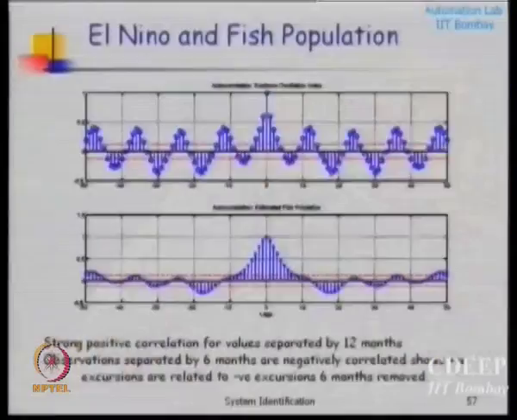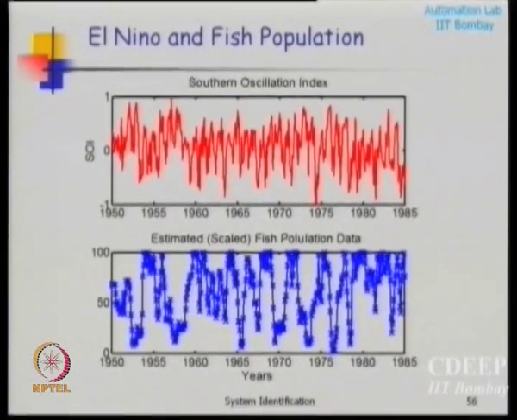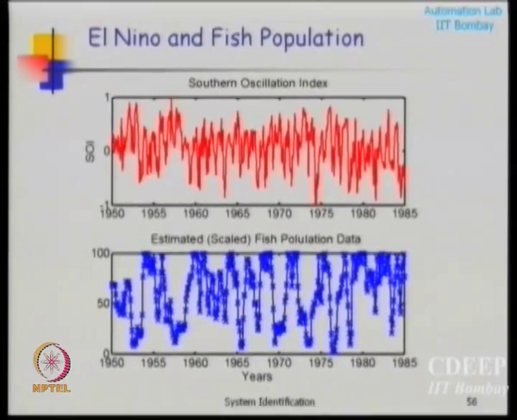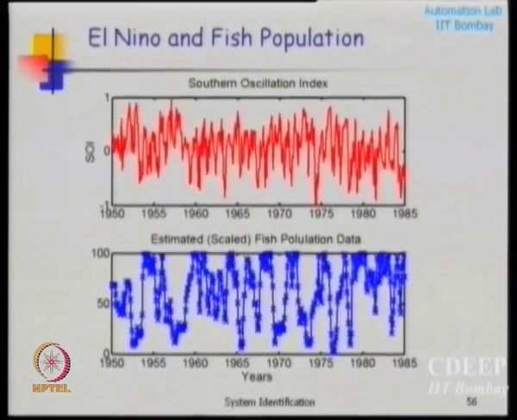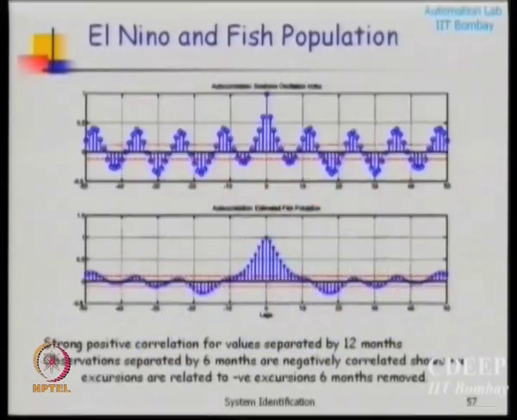Okay. So now if I look at autocorrelation, see, this is periodic data, and you want to see what is repeating, what is correlated with what in time within the data itself. So first I am going to look at SOI, the Southern Oscillation Index, and also the fish population data.